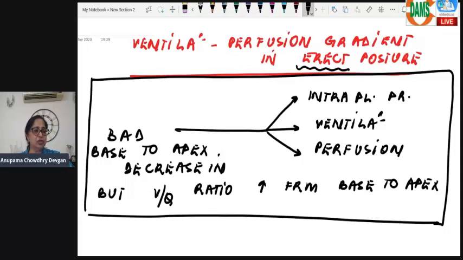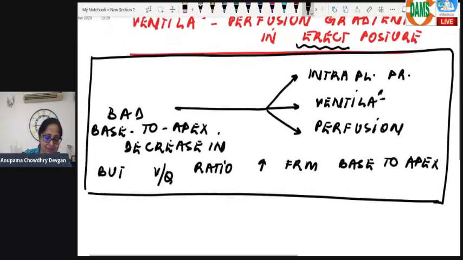Why is there an increase in the ratio? Because the decrease in perfusion is much more than the decrease in ventilation. Ventilation is more at the base and less at the apex. Perfusion is more at the base and less at the apex, but the VQ ratio is higher at the apex. Why so? Because the decrease in the denominator, the decrease in perfusion, is much more than the decrease in ventilation.